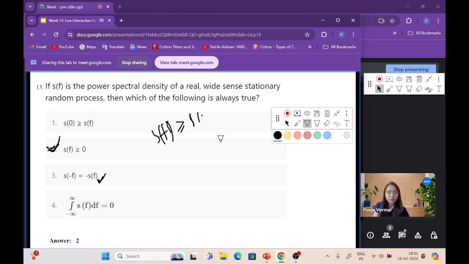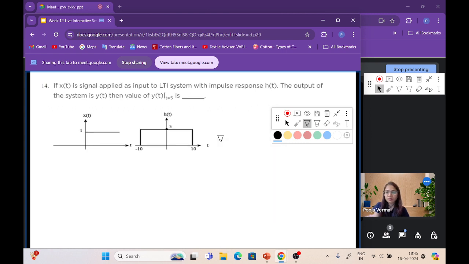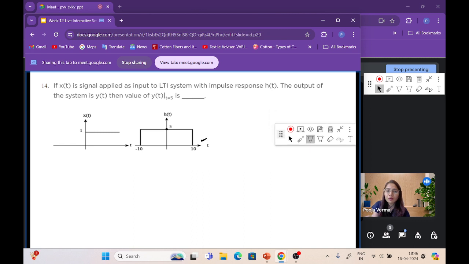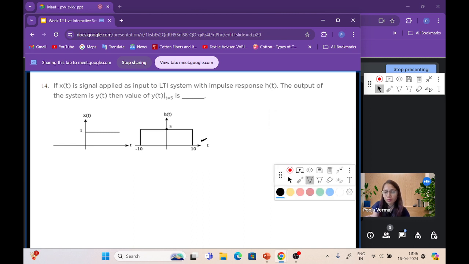Okay, so moving to the next question now. The next question is, if x of t is a signal that is applied to the input of an LTI system with impulse response h of t, then the output of the system is y of t, and we need to determine the value of y of t at t equal to 5.